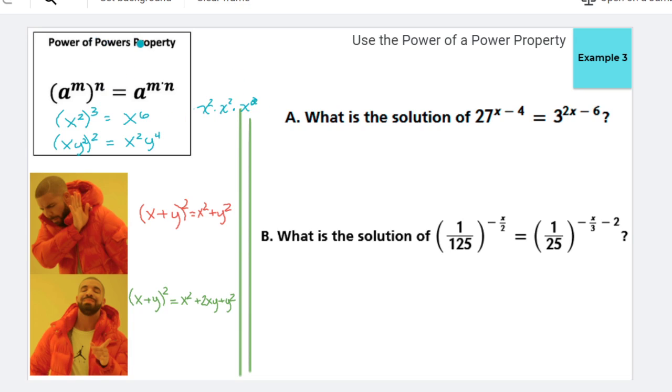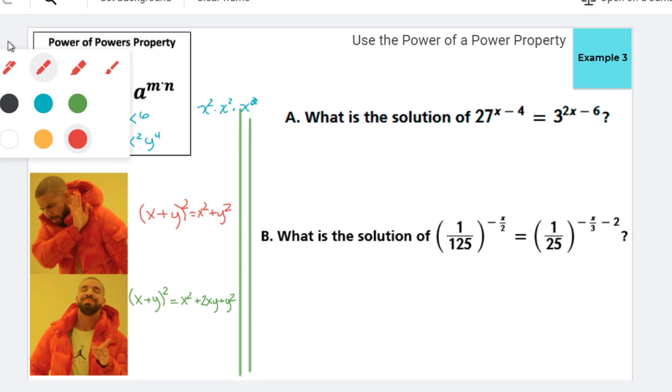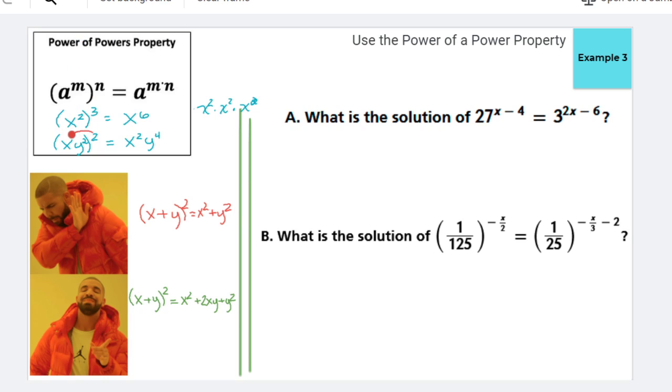Now understand the power of a power property is really powerful because it also works when you have multiple things being multiplied together. So here, xy squared being raised to the second power, I can use the distributive property in order to distribute this square. So this turns into x to the second, because there's an imaginary 1 here, right? And 1 times 2 is 2. And then y to the fourth, because 2 times 2 is 4.